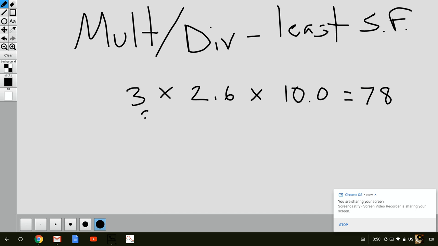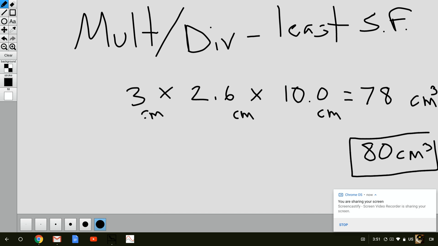Now, let's throw some units on here. Let's say we're trying to calculate a volume or something. So this is centimeters, this is centimeters, this is centimeters, so my units here would be centimeters cubed. Here I have 1 sig fig in the 3, 2 sig figs in 2.6, and 3 sig figs in 10.0. My least number of sig figs is 1, so my answer can only have 1. So I would have to round it to 80 centimeters cubed. There you go, and there is your multiplication-division rule.